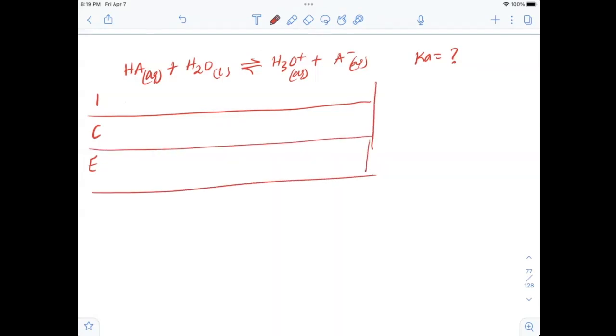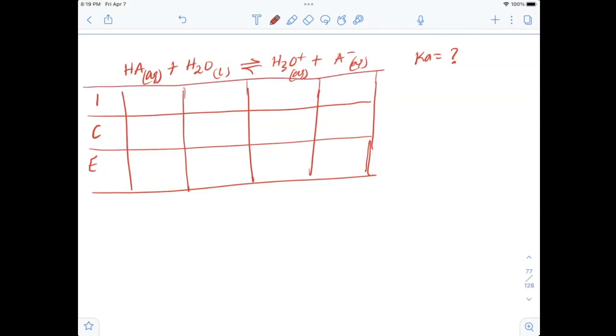Let me complete this table. Hold on a second. I'm really trying with these lines. Oh, it's a struggle, y'all. Okay. There. A little better.